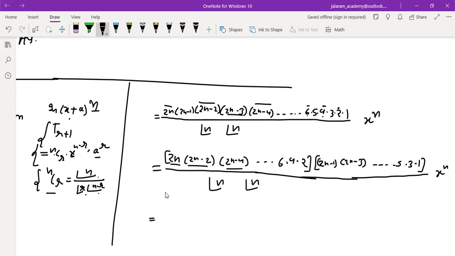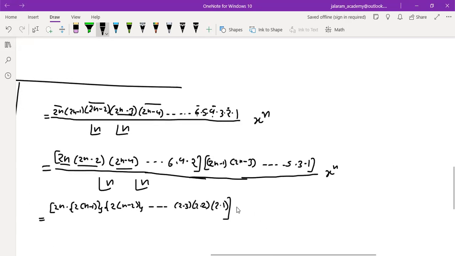Now this is 2n. And if we take 2 common from this second bracket, 2 into n minus 1. Again 2 common from the third bracket, 2 into n minus 2. And so on up to 2 common from this 6 also, means it is 2 into 3. Then from this 4 also, so it is 2 into 2, and 2 into 1. Why we are doing so, we will discuss in the next step.